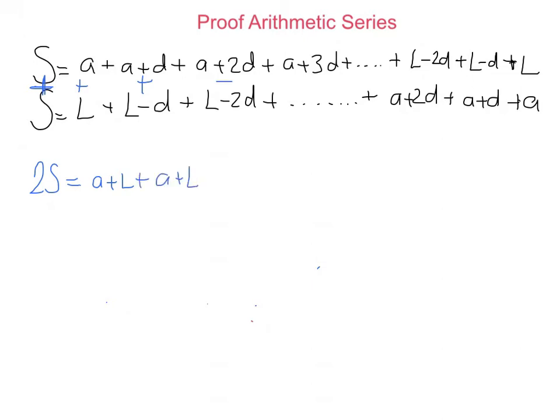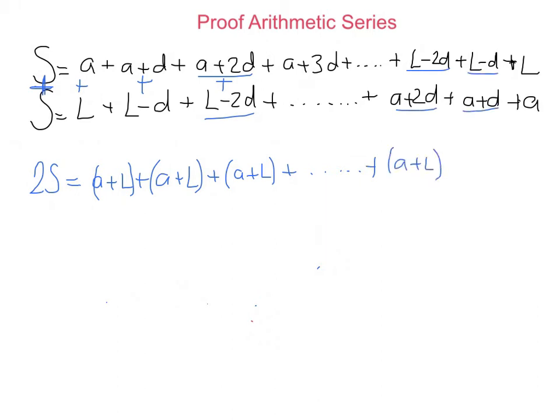Then we're going to do this one add this one. A plus 2d add L minus 2d, a add L. You can probably see the pattern here. All the way along, this one add this one, the d's are going to cancel, a add L. This one and this one, the d's will cancel, a add L, and finally a add L.